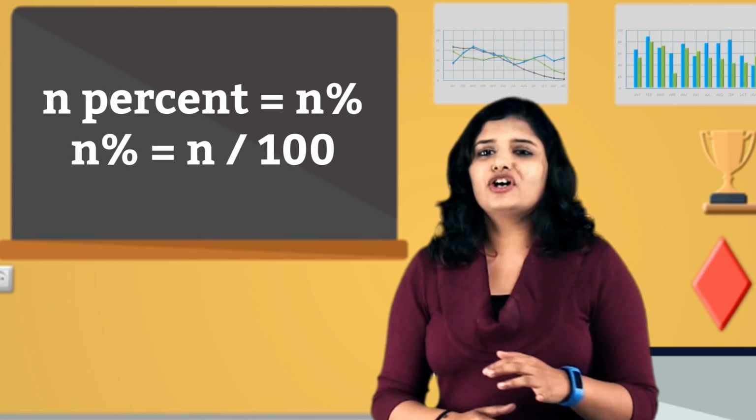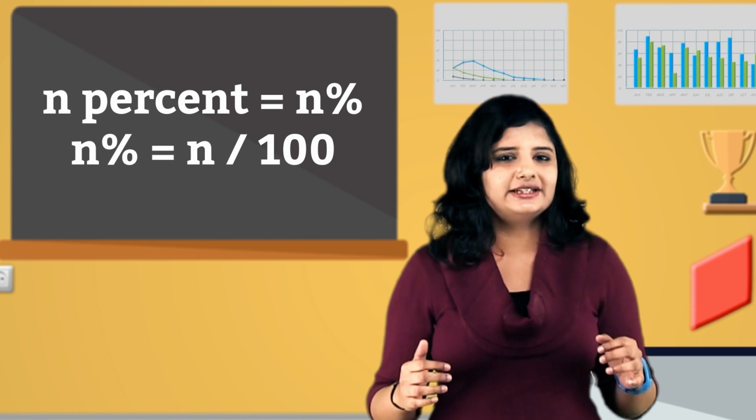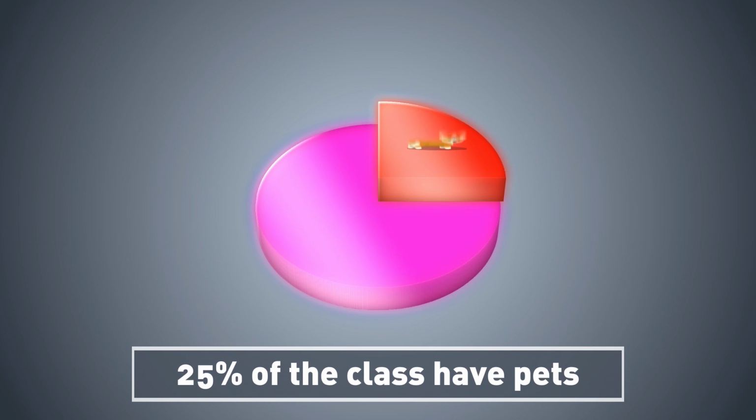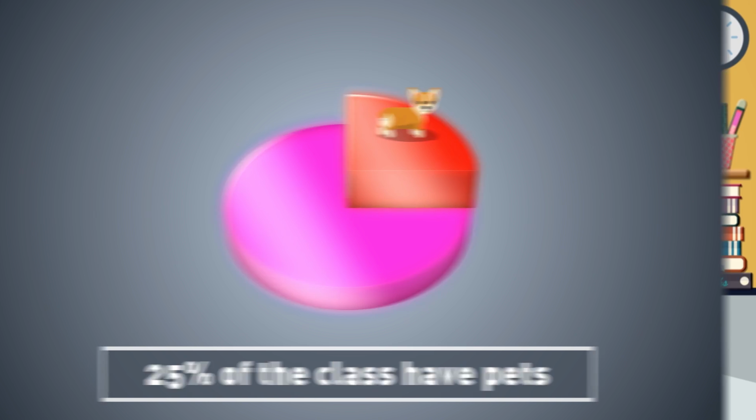So previously, we saw how percentage was essentially a ratio or a fraction with denominator 100. That means if I say 25% of the class have pets, what does it mean? Bingo! So you also learn to convert percentages into fractions and decimals.